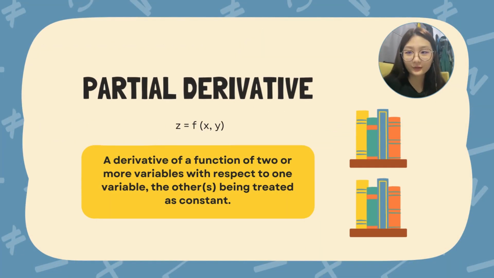So let's start off with partial derivative, which is a derivative of a function of two or more variables with respect to one variable, the others being treated as constant. In multivariable calculus, we have a function of two or more variables such as z equals f(x,y), and we're dealing with a three-dimensional surface in space, where each point on the surface corresponds to a particular combination of x and y and the value of z, and that point is determined by the function f.